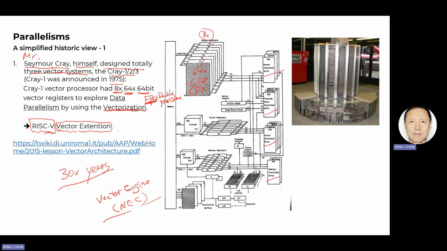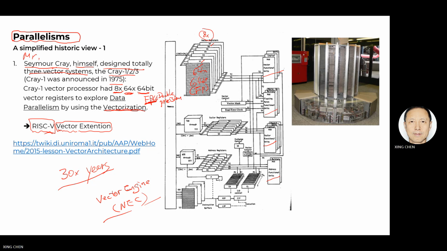So the vector systems, to deliver this performance to the industry, explored data parallelism. That's what happened starting from the 1970s to roughly 2000.